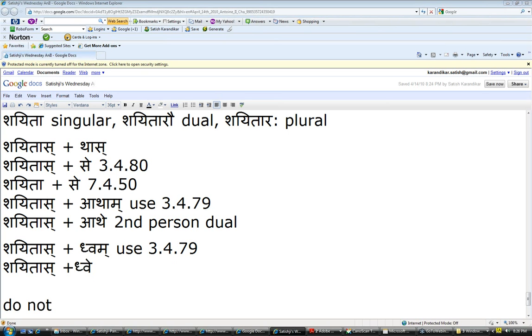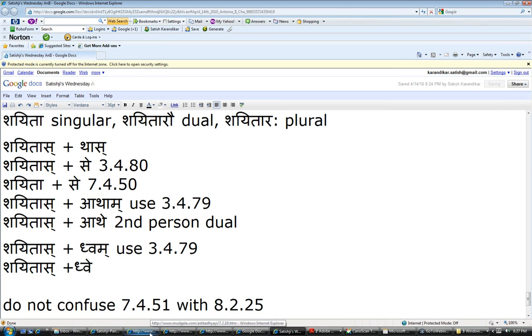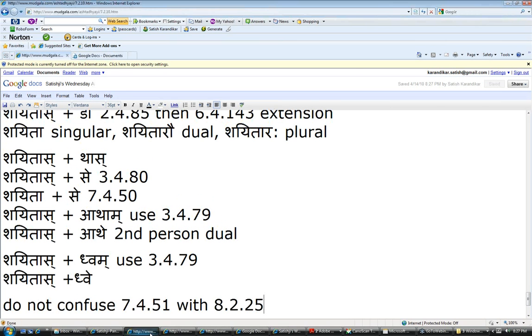Tatkāla saṃśodhanaṃ bhavati. Tatkālam. Okay, so do not confuse 7.4.51 with 8.2.25, because 8.2.25 doesn't apply only to the tas pratyaya, it is a general pratyaya. So let's open this can of worms and see what 8.2.25 has to say.